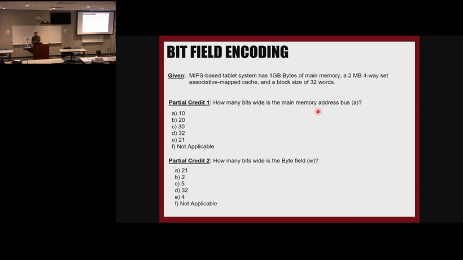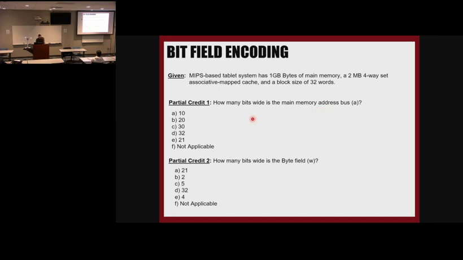You need to know the bit field encoding for each of the cache types. You don't need to memorize it because you have the slides with you. So you see the set associative mapped cache, you go back and check the bit field encoding and see what fields it has. Now, based on the fields that it needs, you have to calculate how many bits you have in those fields.